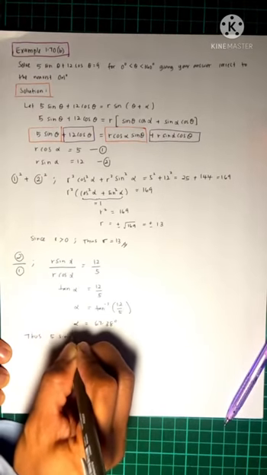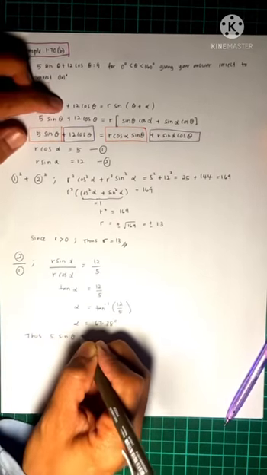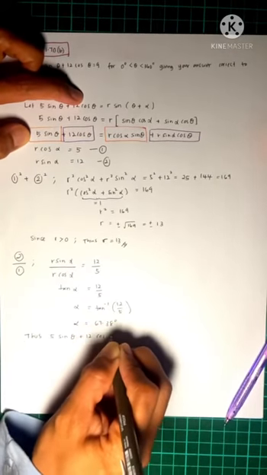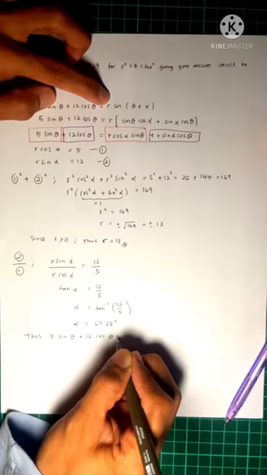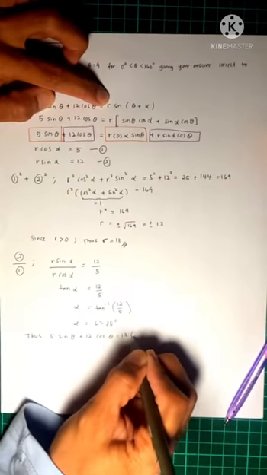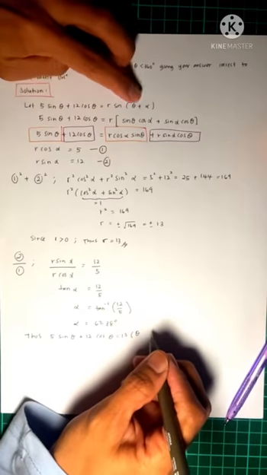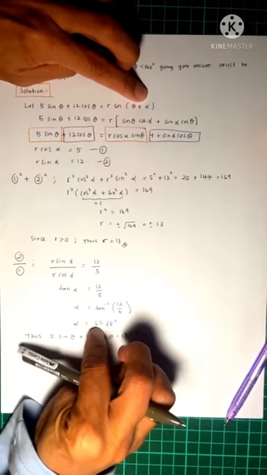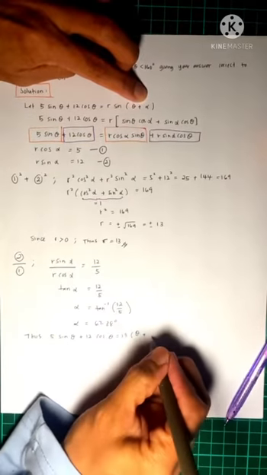So terus, 5 sin theta plus 12 cos theta is equal to R, where R is equal to 13, in the bracket theta plus alpha. So alpha is equal to 67.38.